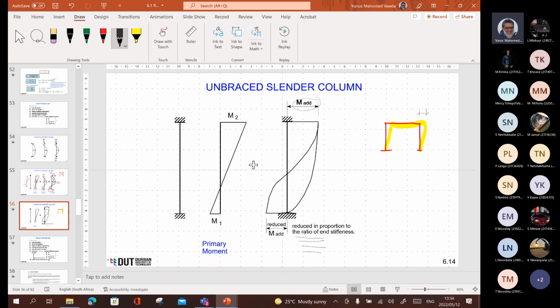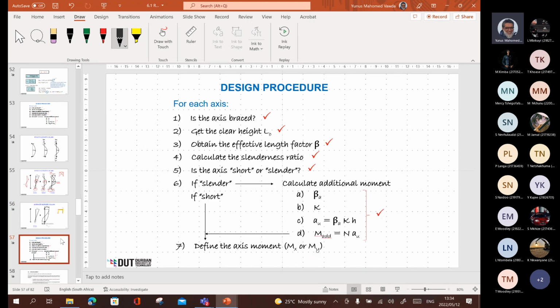Okay, all right, so there's a difference between unbraced and braced slender columns. And you see the ratio of the end stiffness becomes critical. Is it 100% fixed, partially fixed, etc.? You don't have to work all this out. You've got equations that do this for you.